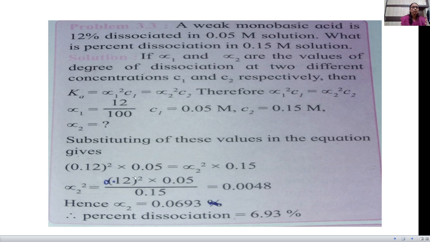Remember one thing, in the first edition of the state board textbook there is a printing mistake. There is 12 and you have to correct it, here it is 0.12 and not 12. And by calculating the square of this into this and divided by 0.15, this calculation gives 0.0048. This value is of the alpha 2 square.